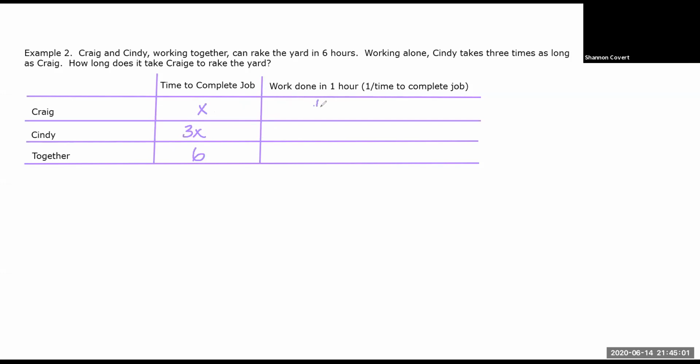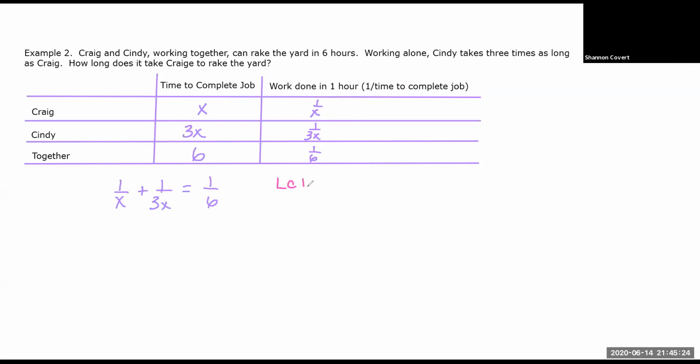Craig's rate is 1 over x. Cindy's rate is 1 over 3x. And the rate together is 1 over 6. Once I know how much work each one does in an hour, it will make sense to add those together. So my equation is going to be 1 over x plus 1 over 3x equals 1 over 6.